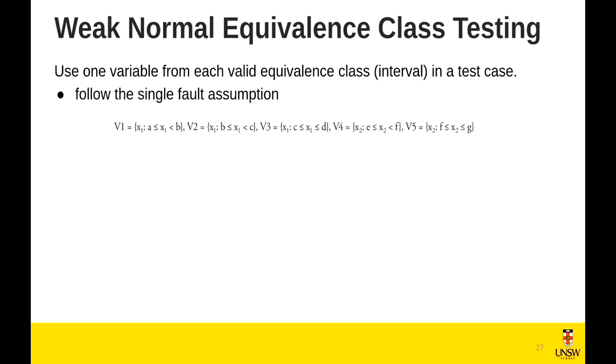Since we have different definitions or different types of equivalent classes, now let's jump into the first type of equivalence class testing. That is corresponding to normal boundary value testing. Remember, in normal boundary value testing, we have the single fault assumption, and we don't do robust testing, which means that we only care about the valid inputs.